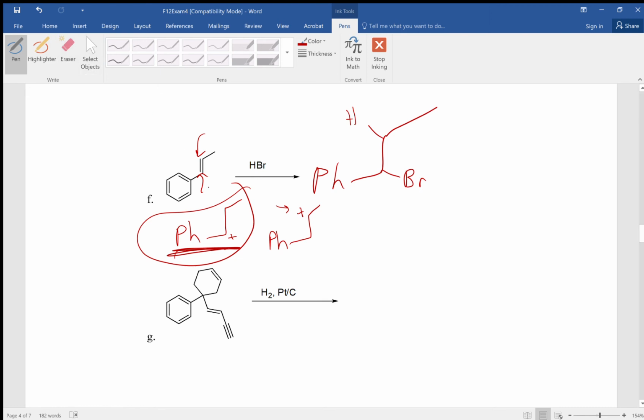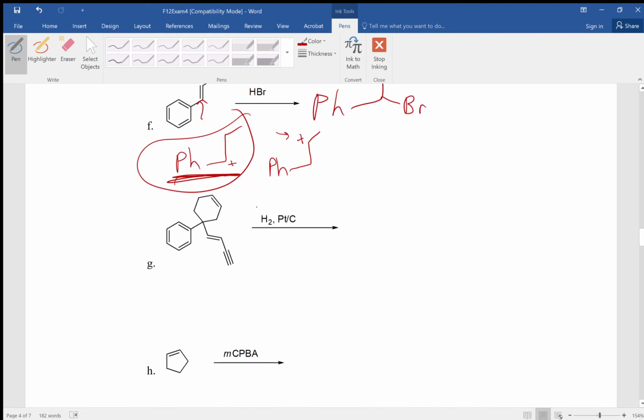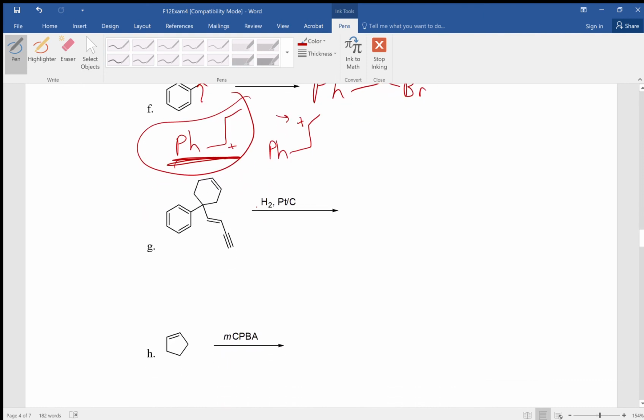In part G, we have a hydrogenation, but now with just our standard catalyst. And this is a catalyst that can hydrogenate both alkenes and alkynes. And in a molecule like this, we would expect that any alkenes or alkynes would all get completely hydrogenated to the alkane. And so that would be the expected product.